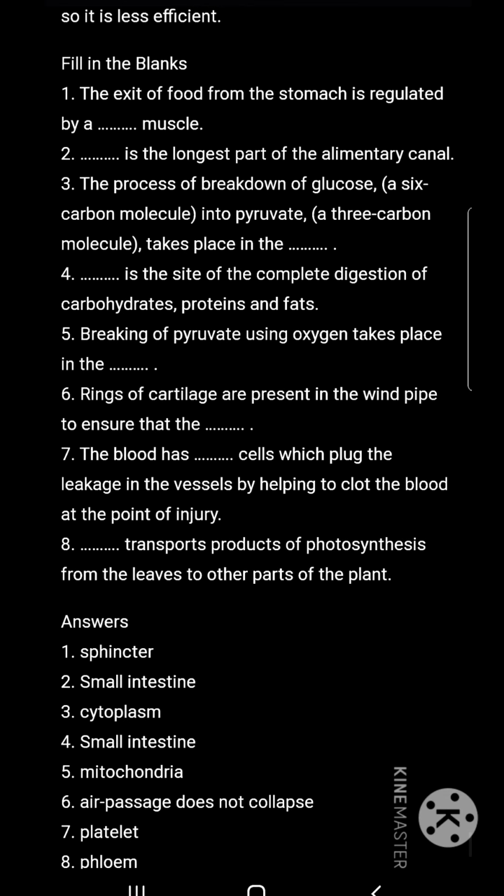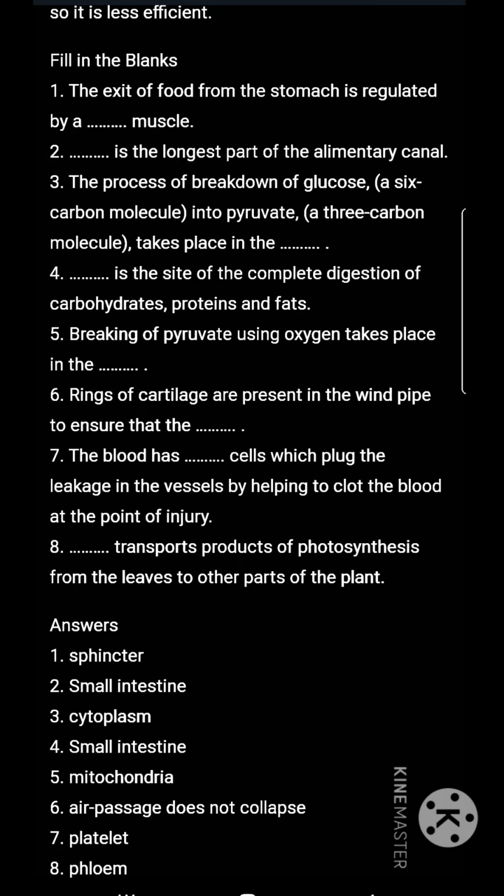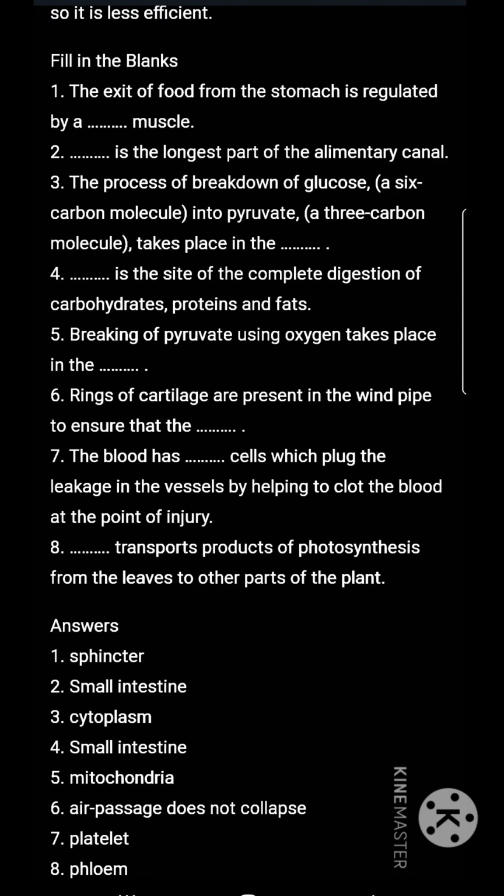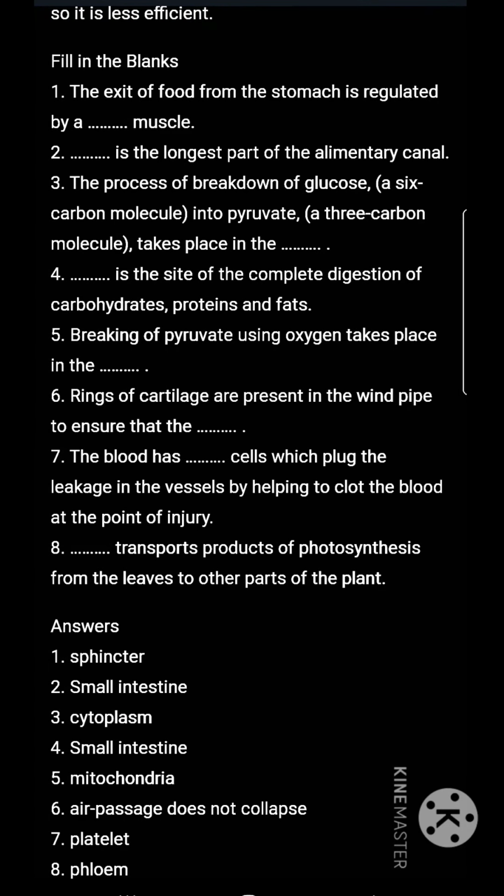The exit of food from the stomach is being regulated by sphincter muscle. Small intestine is the longest part of the alimentary canal. The process of breakdown of glucose into pyruvate takes place in the cytoplasm. Small intestine is the site of complete digestion of carbohydrates, proteins and fats. Breaking of pyruvate using oxygen takes place in the mitochondria.